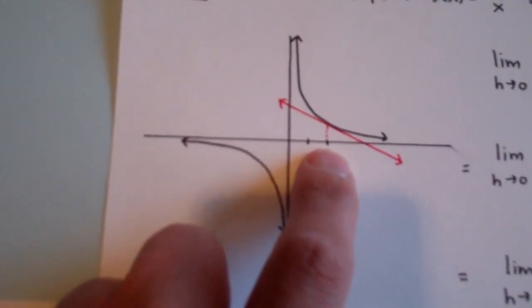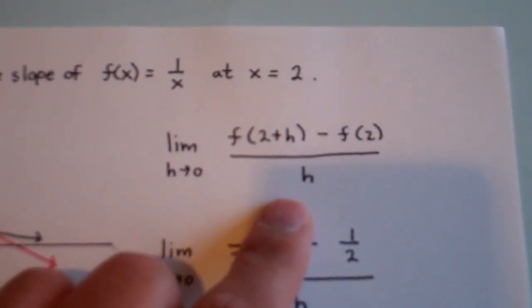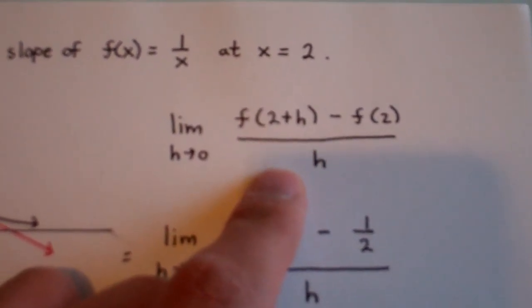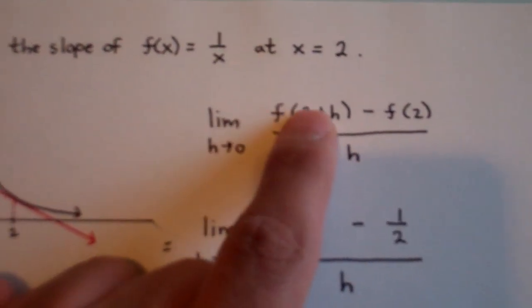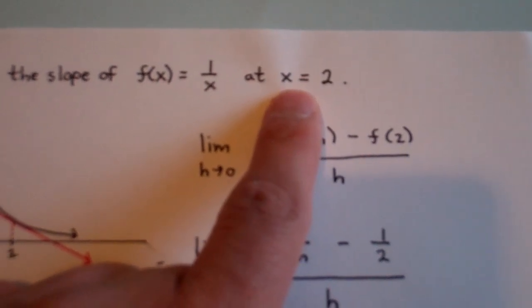So what are we going to use? That's right, the formula for finding the slope of a tangent line. Once again, in this case, a is 2, because we're looking for the slope at x equals 2.